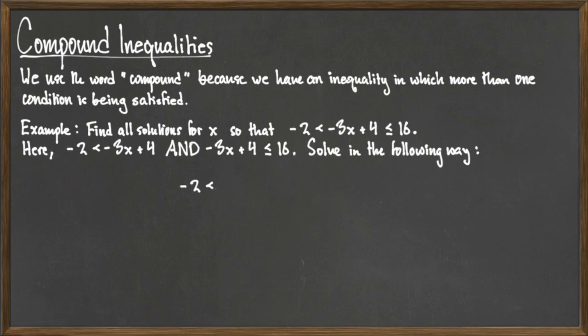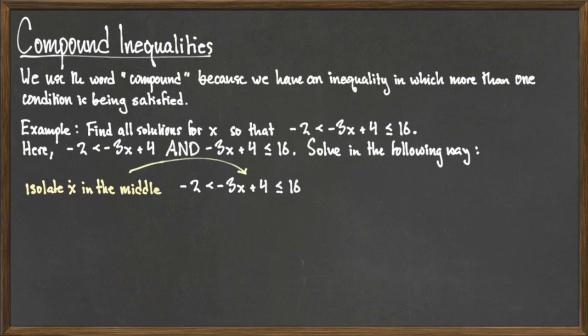So let's write our original problem in the middle of the board and solve for x. Solving for x in this context means isolating x in the middle. But to make solving this a little bit clearer, imagine it this way. Cover the less than 16 with your hand, and then you just have the inequality negative 2 is less than negative 3x plus 4. What would be the natural step? It would be to subtract 4 from both sides.